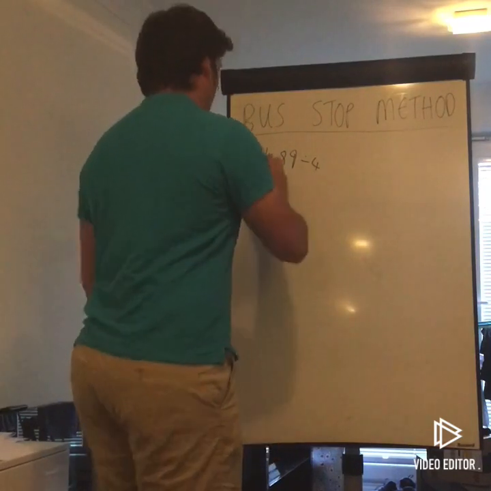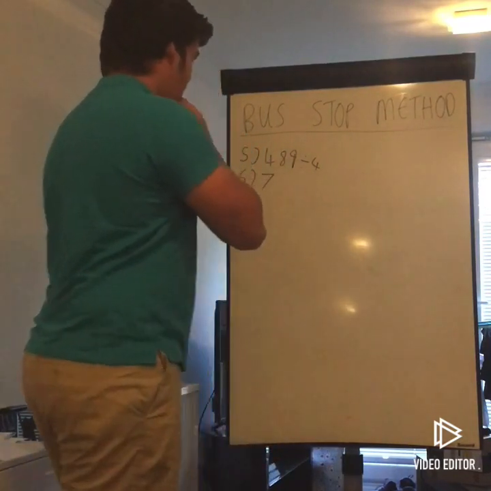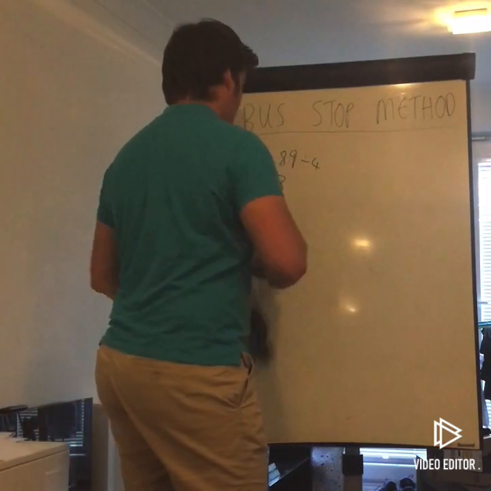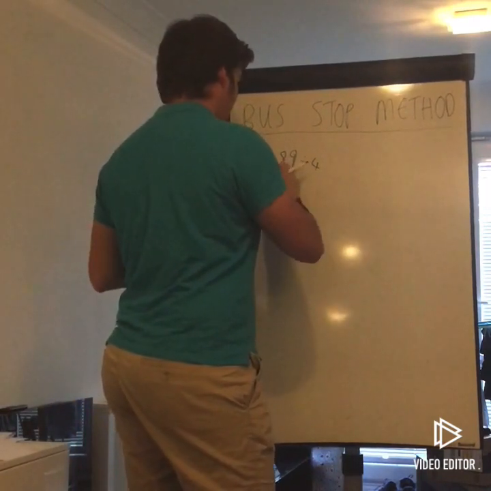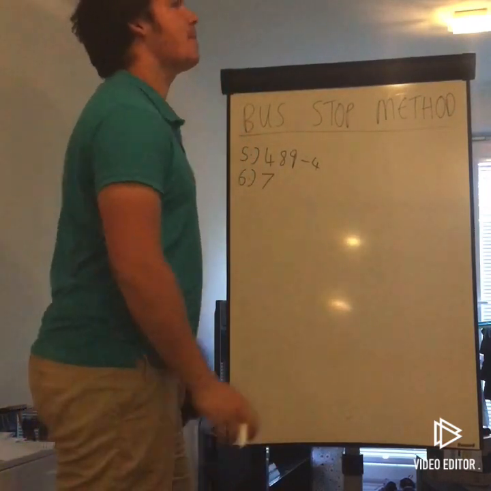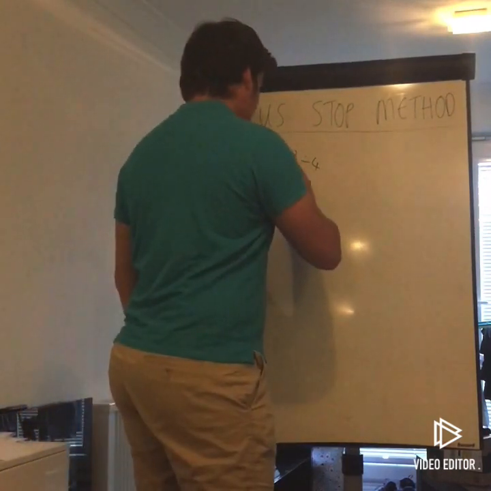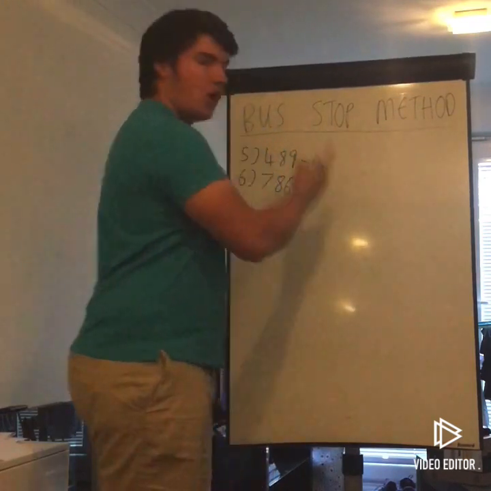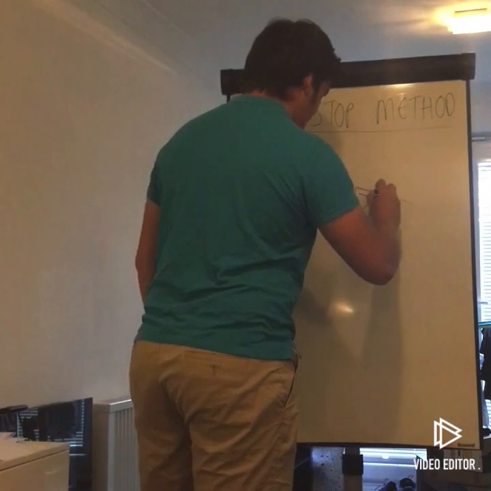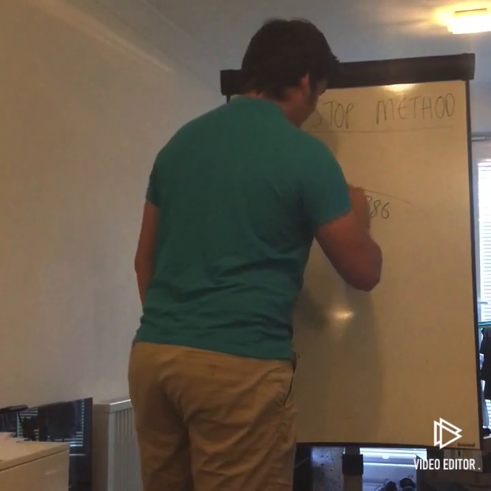786 divided by 7. Lots of big numbers, not a problem. We do exactly the same method and we're going to get the answer.